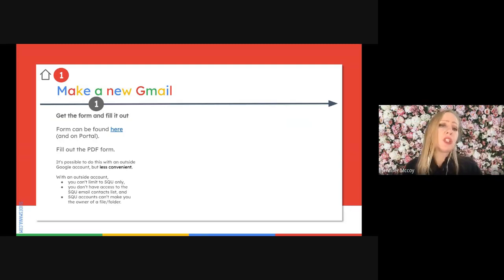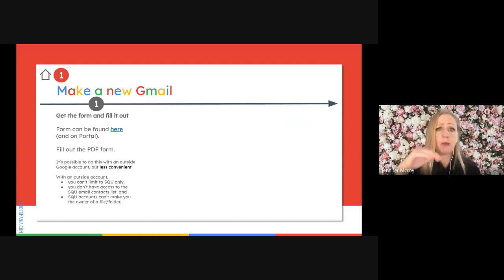It's possible to do all of this with an outside Google account, but it's a little less convenient for a few reasons. 340 has always had an outside Gmail account. When Align handed over 340 to me, he just gave me the password of the outside 340 Gmail, and it had everything there. Everything was already set up for me, which is really great, and I was very thankful for that. But an outside Gmail means that you can't limit any documents to SQU only, because it's not part of the SQU system. You don't have access to the SQU email contacts list.